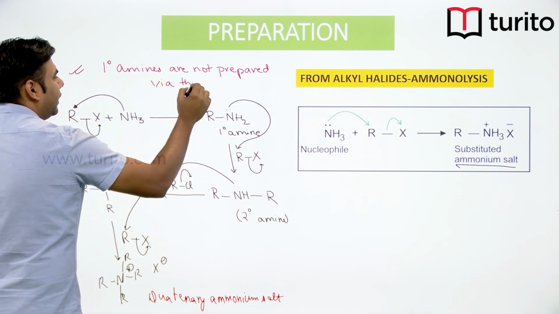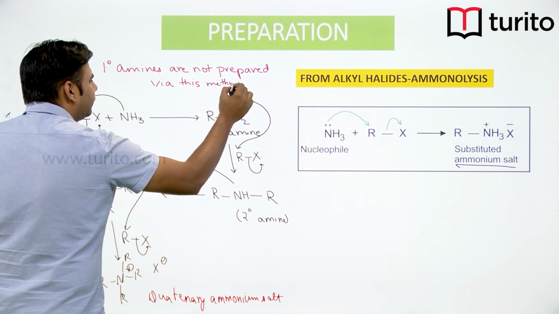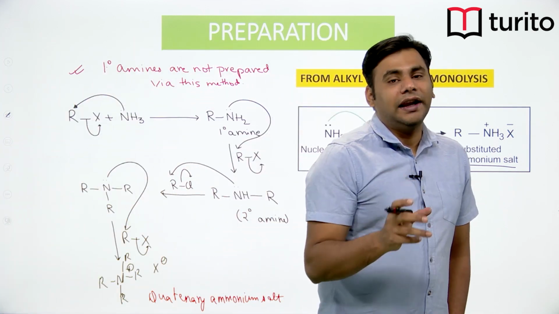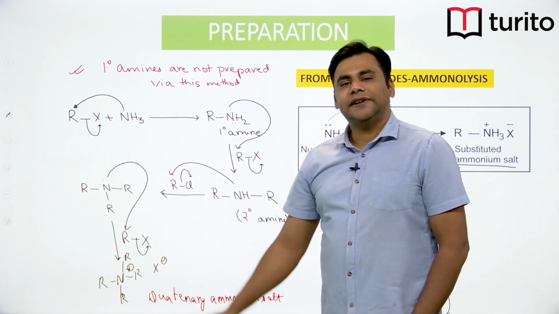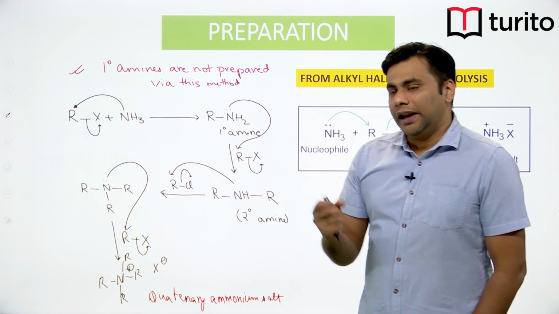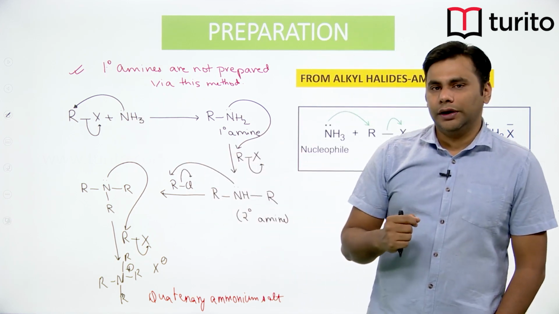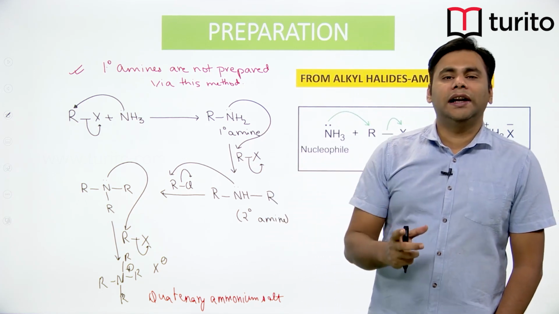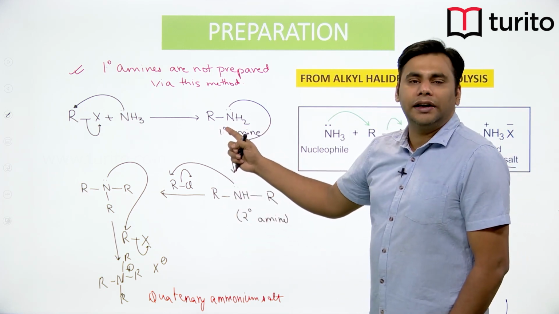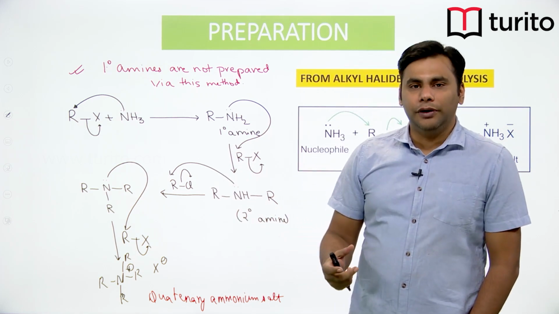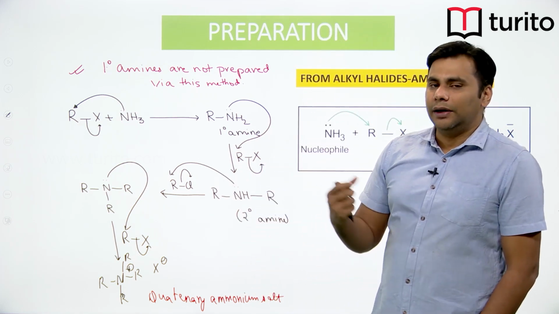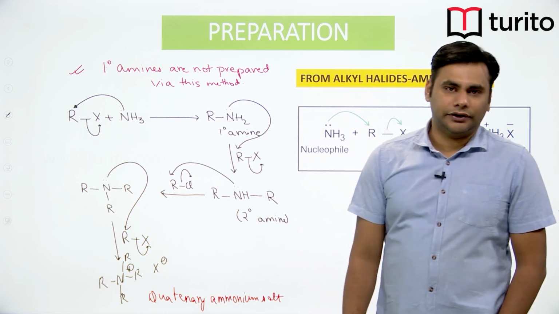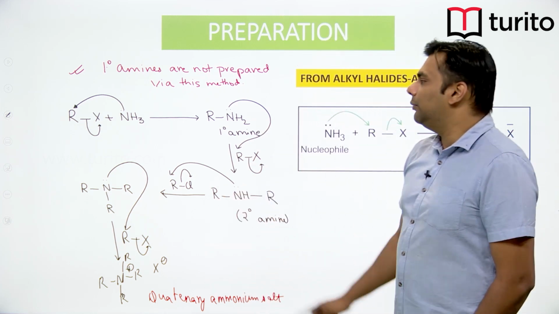One strategy which we should adopt over here is to take less amount of RX and excess amount of ammonia. Because ammonia is in excess, it will go and attack all the alkyl halide molecules and they would convert into RNH2. Because no RX molecule would be left when it is taken in less quantity and ammonia is taken in large quantity, polyalkylation won't occur in this reaction. So that is one way to prepare 1 degree amine through this method.